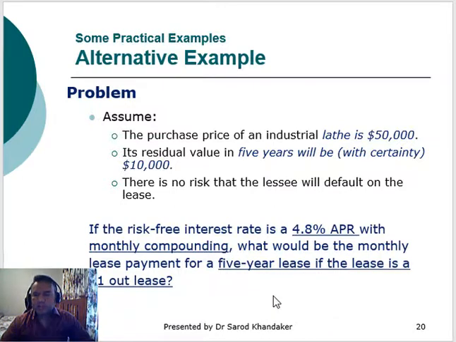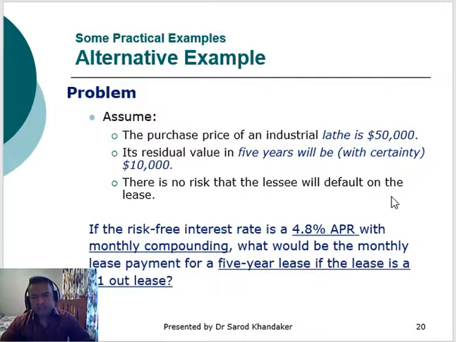So let's look at another example. The purchase price of an industrial lot is $50,000. The residual value is $10,000 at the end of the 5 years. There is no risk that the lessee will default on the lease. If the market interest rate is 4.8% APR with monthly compounding, what would be the monthly lease payment for a 5 year lease?